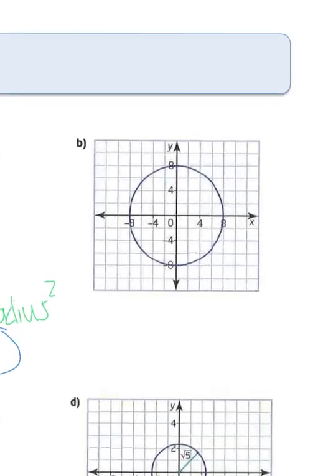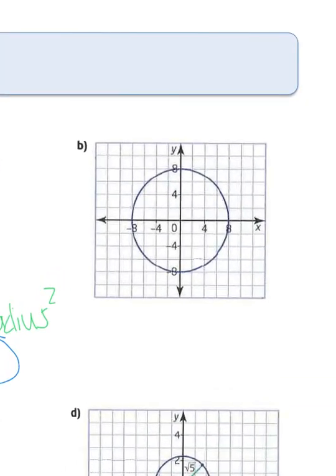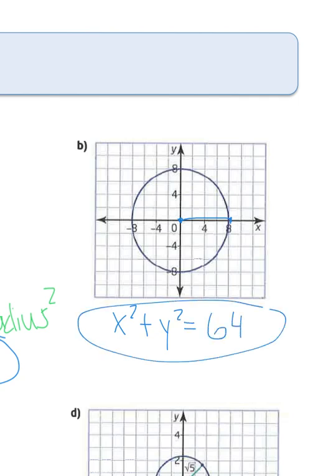Now, on some of these problems, they don't tell you what the radius is supposed to be, and so you have to figure that out. Sometimes it's really clear what the radius would be. So you would just say, okay, well, if it goes from 0 to 8, obviously the radius is 8. So the same idea. And then 8 squared would be 64. All there is to it.